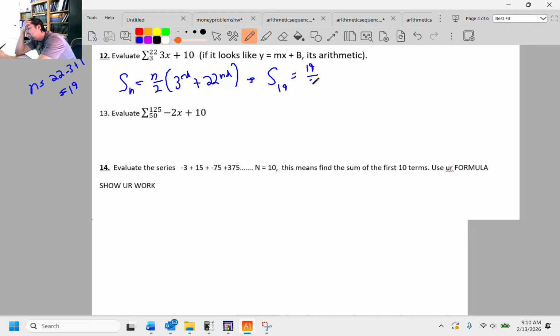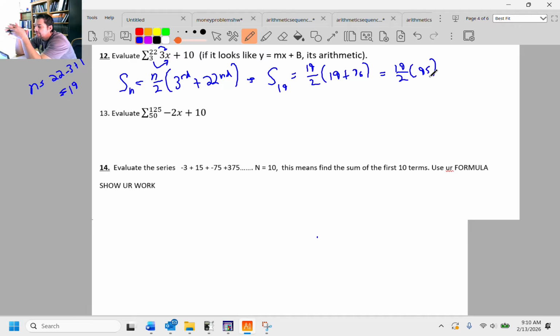It's 19 over 2. The first term happens when you feed this thing a 3. 3 times 3 is 9, plus 10, 19. The 22nd thing happens when you feed it a 22. 3 times 22 is 66. Add 10, 76. And then we just do math. I'm just going to try to do as much as I can, even though I'm tired. 19 and 76, I feel like that's 95, right?